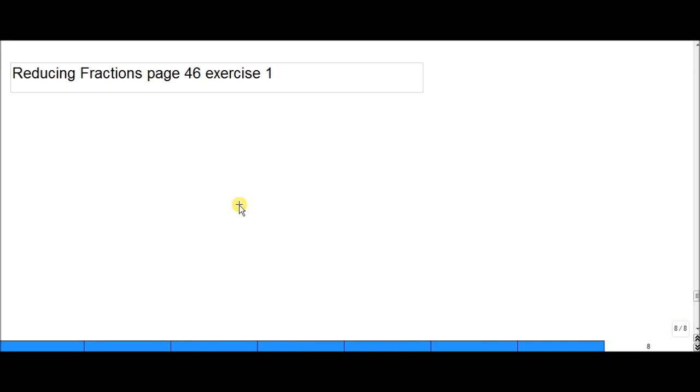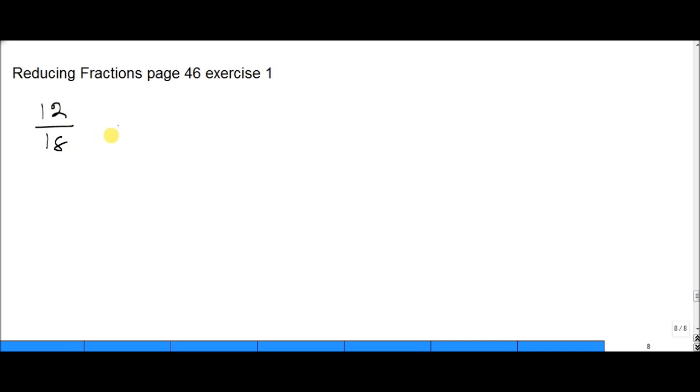We turn to page 46, and we're looking at reducing fractions. It says, to reduce a fraction, divide the numerator and the denominator by the same number. Repeated division can be used until the numerator and the denominator have been reduced to their lowest terms. They have an example here. They have 12 18ths.